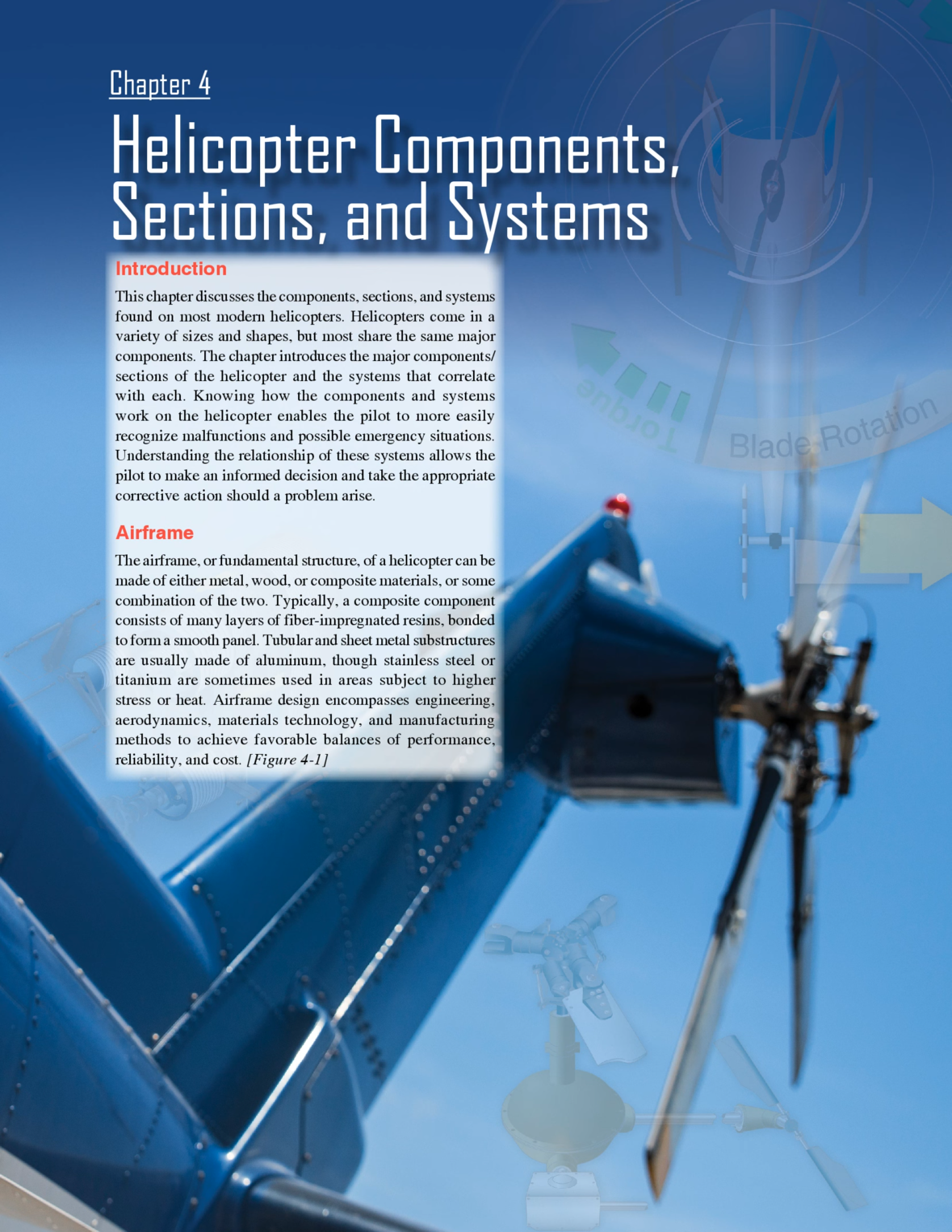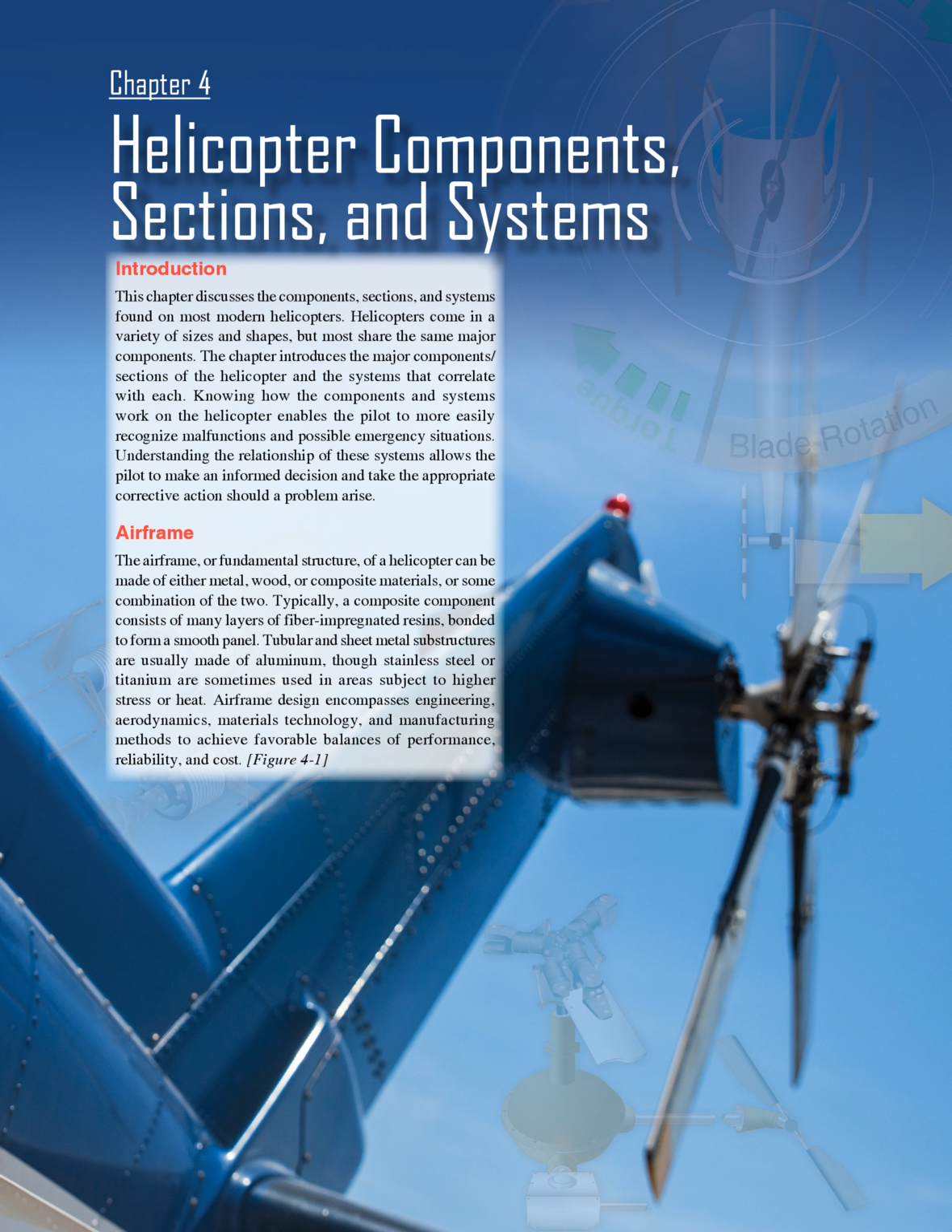Airframe. The airframe, or fundamental structure, of a helicopter can be made of either metal, wood, or composite materials, or some combination of the two. Typically, a composite component consists of many layers of fiber-impregnated resins, bonded to form a smooth panel. Tubular and sheet metal substructures are usually made of aluminum, though stainless steel or titanium are sometimes used in areas subject to higher stress or heat. Airframe design encompasses engineering, aerodynamics, materials technology, and manufacturing methods to achieve favorable balances of performance, reliability, and cost.